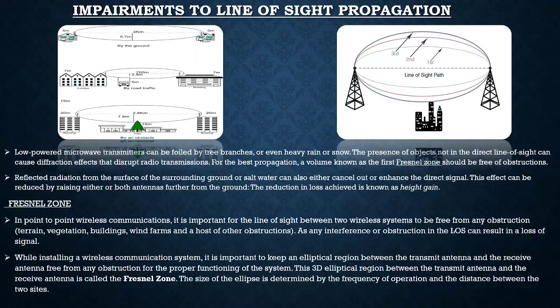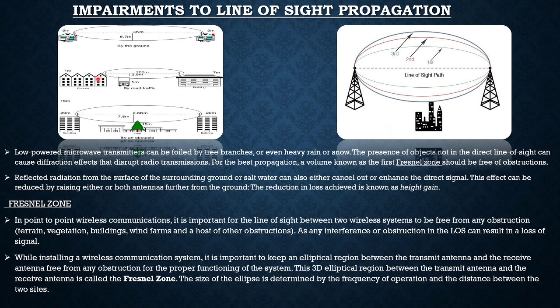Now in this slide I will be discussing the impairments to line of sight propagation. Impairments mean loss of signal from space wave propagation. Low powered microwave transmitters can be faulted by tree branches or even heavy rainfall or snow. The presence of objects not in the direct line of sight can cause diffraction effects and disrupt radio transmission. For the best propagation, a volume known as the fresnel zone should be free of obstruction.